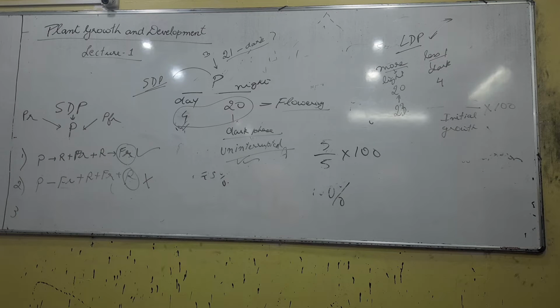Now read the line. If you are talking about a SDP plant and this SDP plant has been exposed to the two wavelengths simultaneously, when will the plant flower? If R is given, will it become PFR? It will depend on the last one given. Last means the plant is exposed at the last with FR. If the plant is exposed to FR at the last time, then it will initiate flowering. If the plant is exposed to red light at the last, then it will inhibit flowering.